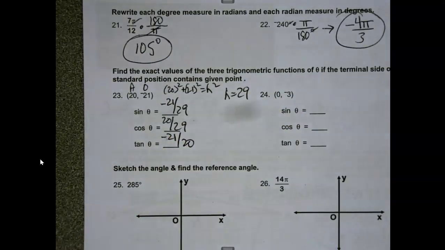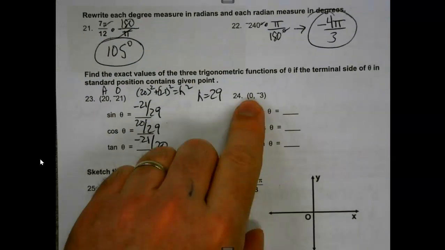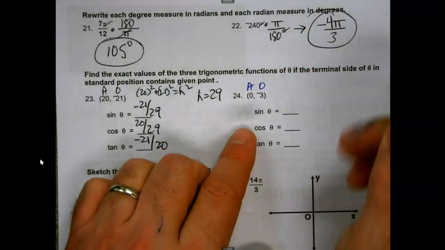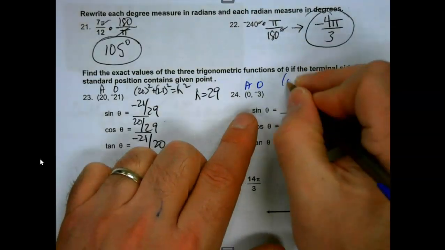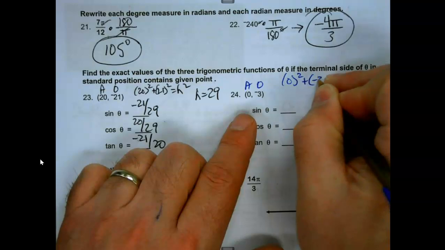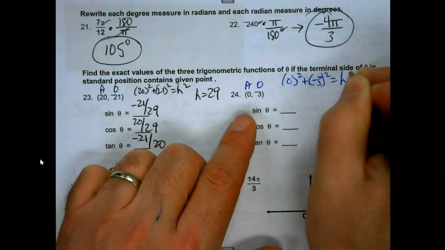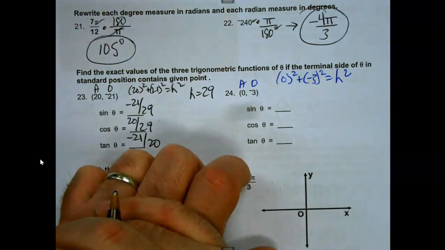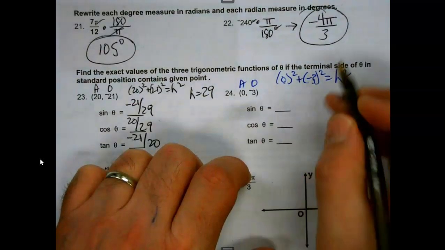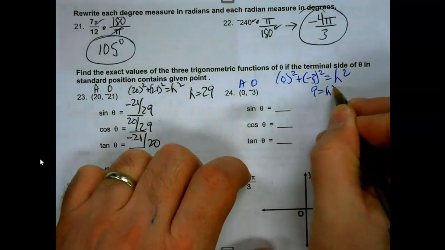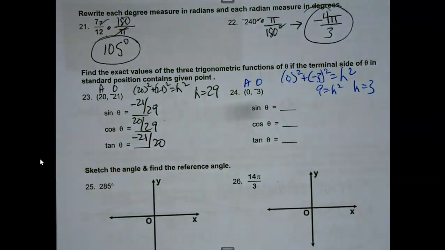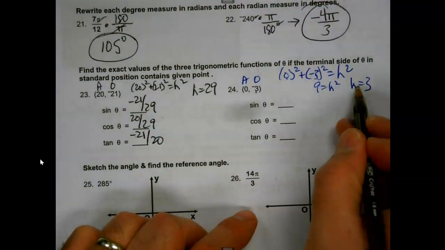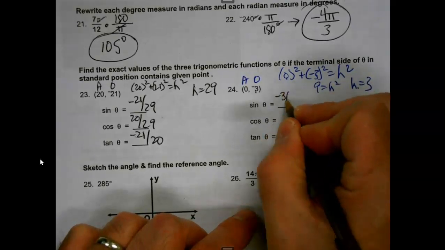And we keep rolling. Don't let this mess you up with a 0. That's not a big deal. Okay? 0 squared plus negative 3 squared equals my hypotenuse squared. 0 plus 9. My hypotenuse is 3. So, okay. Opposite over hypotenuse.